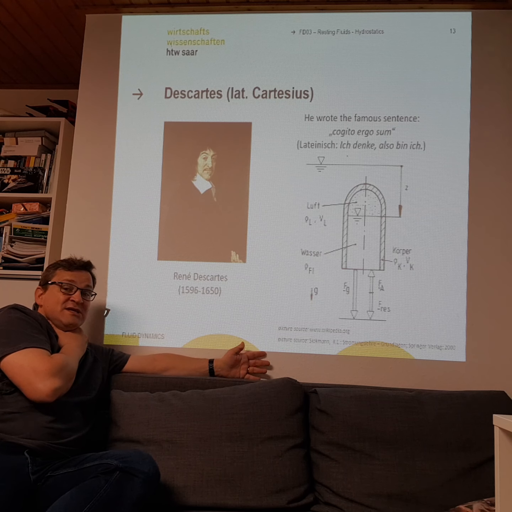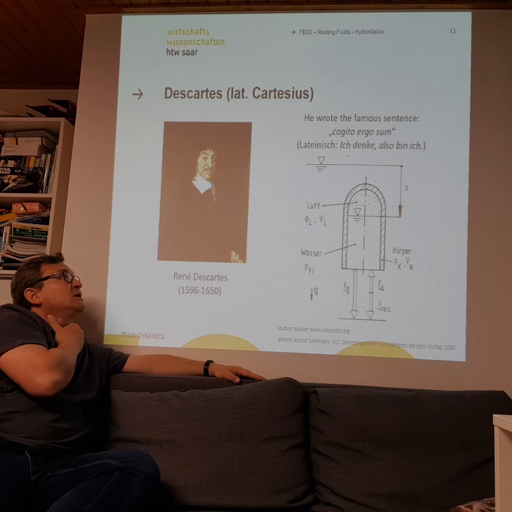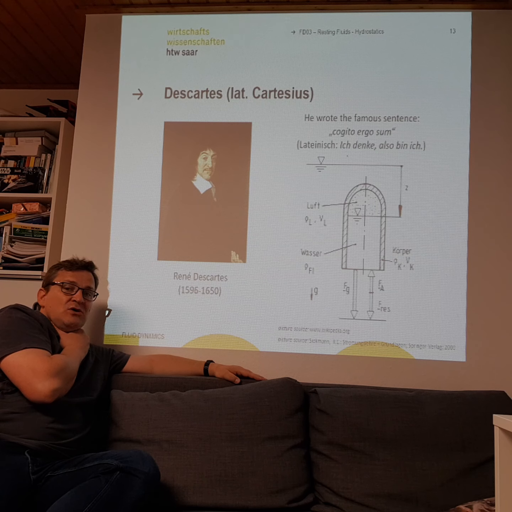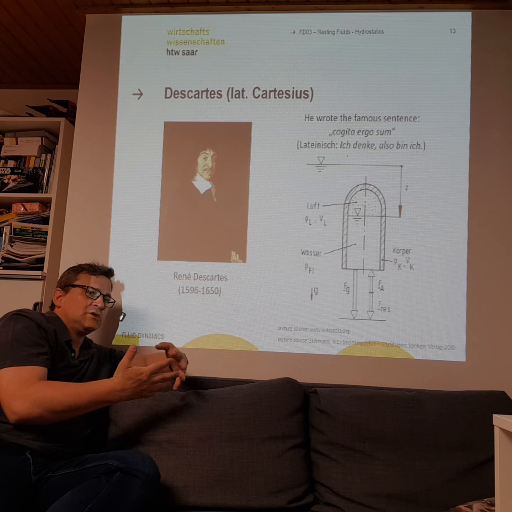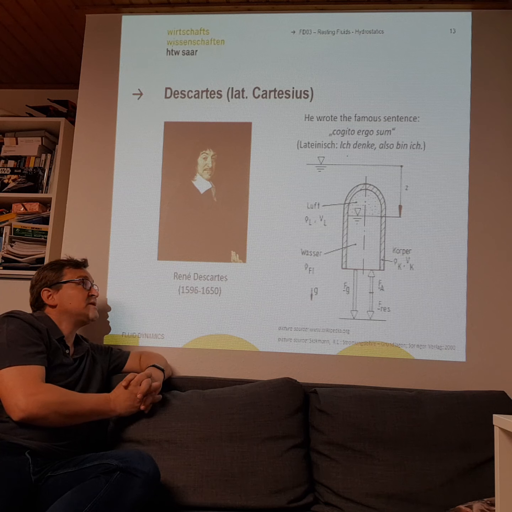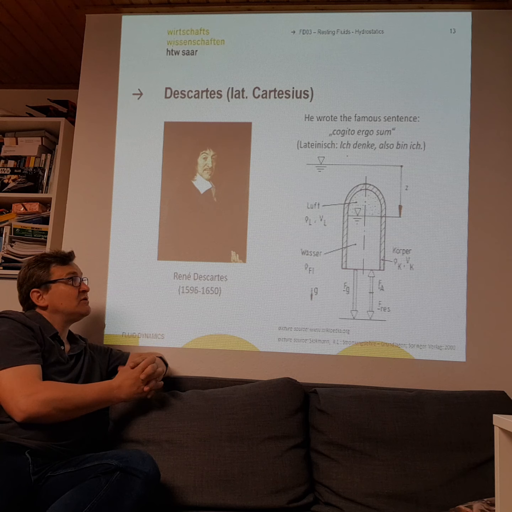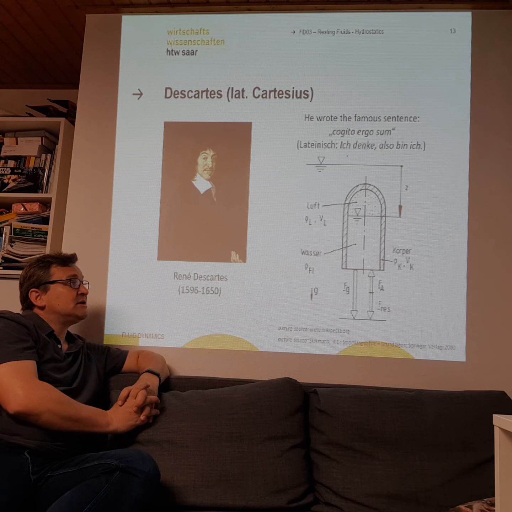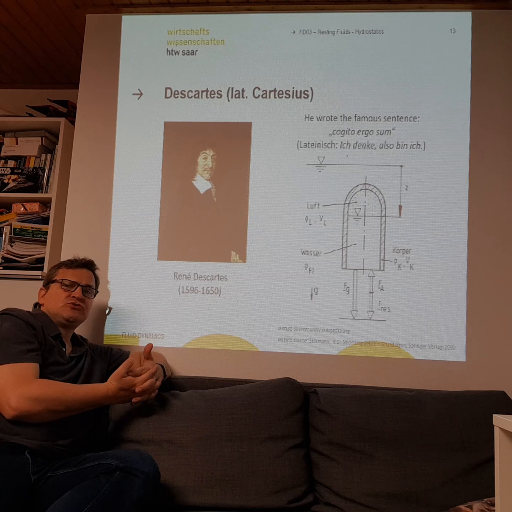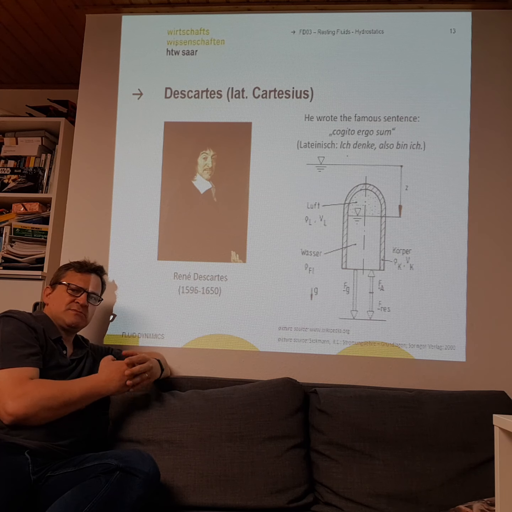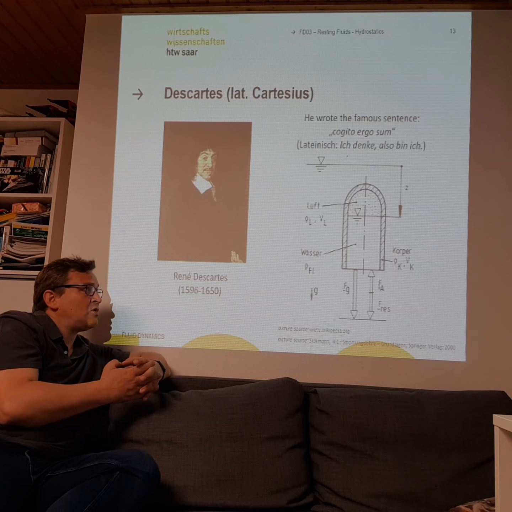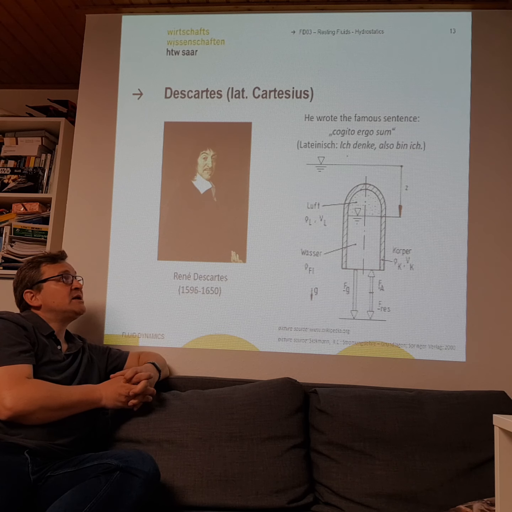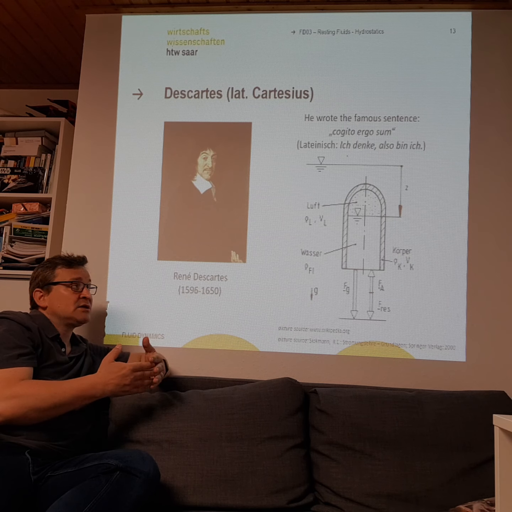Maybe you've heard of Cartesian coordinates. In this time, scientists always tried to use Latin names, built from their French or German names, or English names, of course. And what has he done? He invented something similar to a submarine. Even in this time, people wanted to search for treasures from sunken ships or anything like this, and he invented a submarine-like vessel.